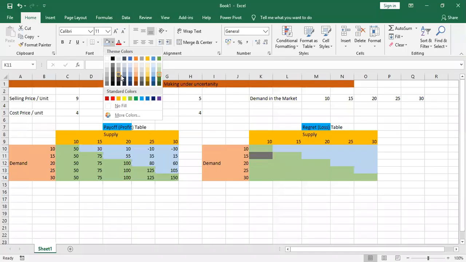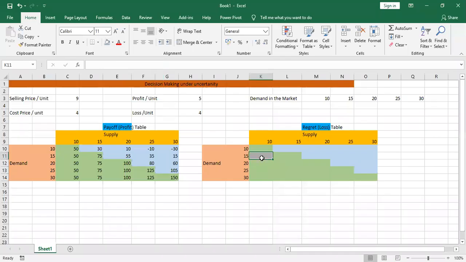Right. Just a minute, I'll change the color of it because it is beneficial for me for explanation, right? Okay.